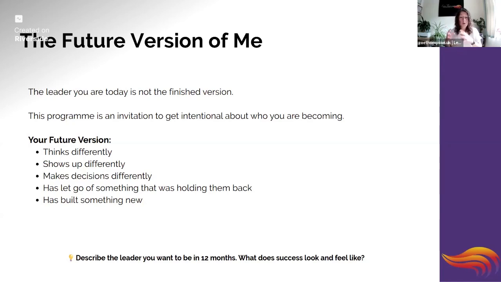This isn't about shoehorning you or putting you through a sausage machine so that you all come out the other side looking the same. This is helping you to be intentional about who you want to become, not who other people think you need to become, not who your organization says you need to become, not who past leaders have said that you need to become. You and you alone. So if you need more time, keep pausing the workshop, spend some time reflecting on it.